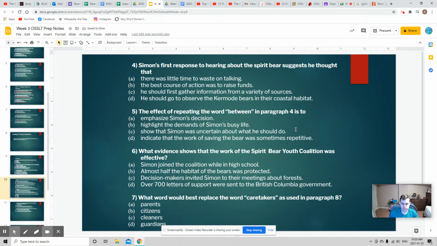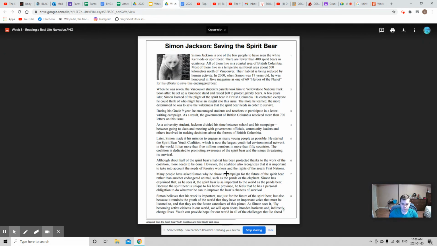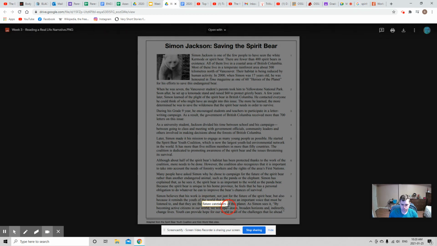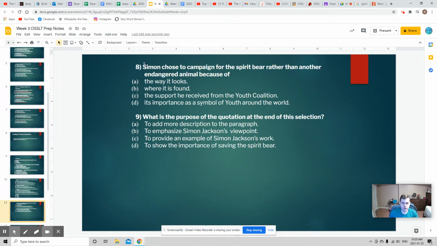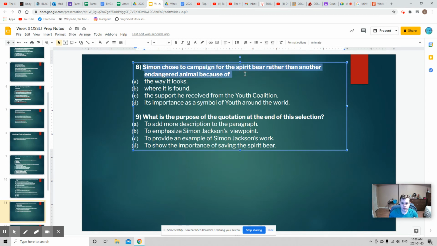There we go. What word would best replace the word caretakers as used in paragraph 8? So the word caretakers. So you're looking for a word that replaces caretakers as it's used in paragraph 8. Finally, Simon chose to campaign for the spirit bear rather than another endangered animal. So why did he choose the spirit bear and not, say, the panda or polar bear? Trying to think of endangered animals. Your tigers.